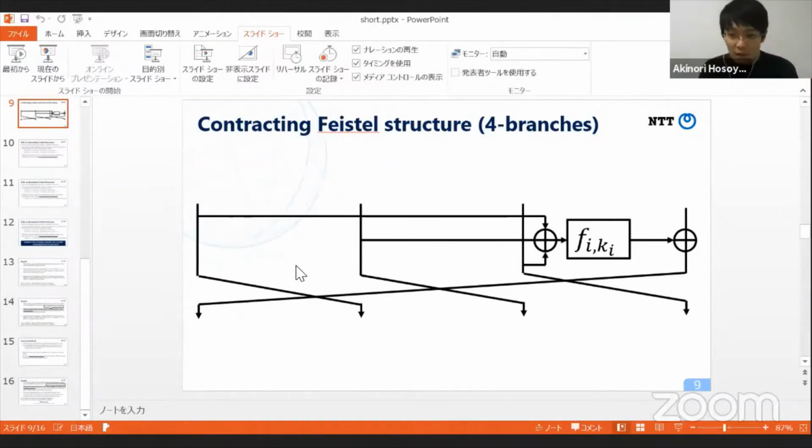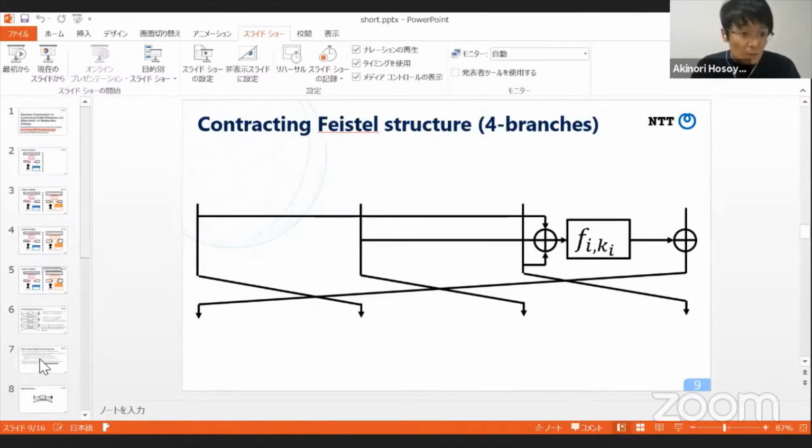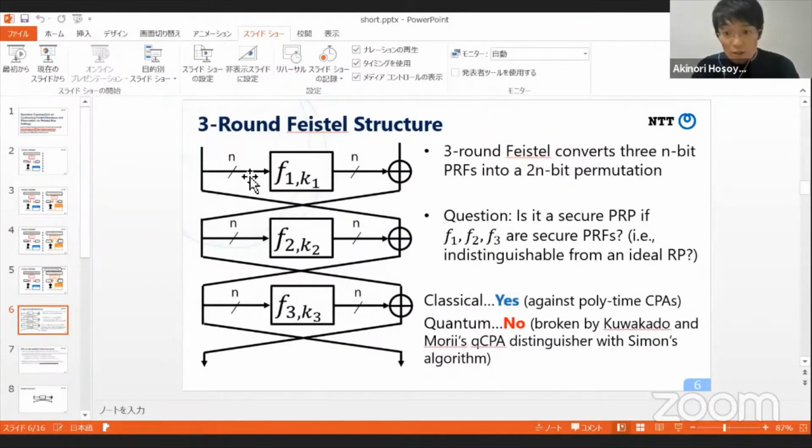Okay, actually for the balanced usual facial structure, there already exists some proof. For example, I explained that this structure is insecure in the quantum setting, but if we add one more round, then the scheme becomes secure again. And for contracting facial structures, I don't know any proof, but I expect that it will be secure when we iterate many more rounds, I think.